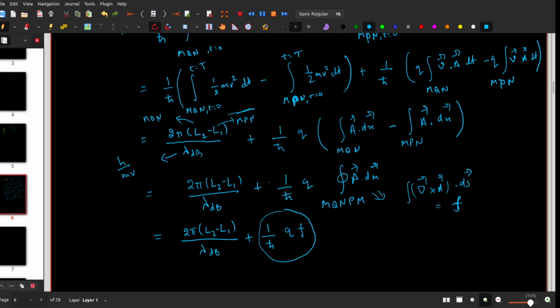In summary, this Aharonov-Bohm effect demonstrates that even in the regions where the magnetic field is zero, the vector potential can still affect the particle, leading to a phase shift in the interference pattern, and this phase shift is proportional to the magnetic flux through the solenoid.